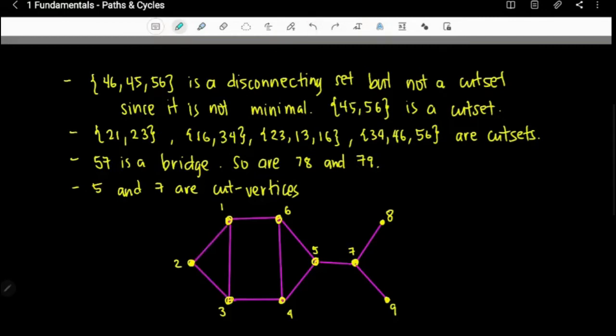1, 6, and 3, 4. 1, 6, 3, 4. Na-disconnect. So, that's a cut set. 2, 3, 1, 3. And 1, 6. So, those are cut sets because they are minimal, and they make your graph disconnected by deleting them.